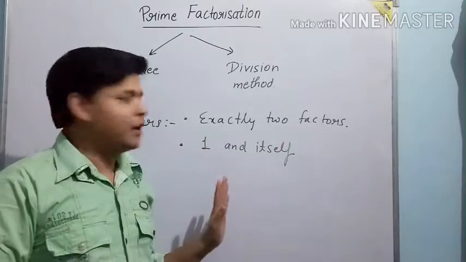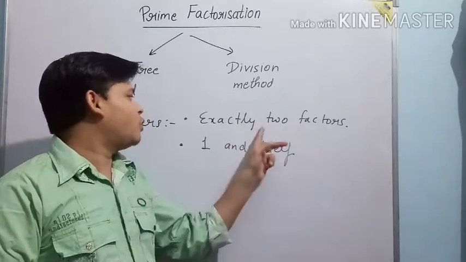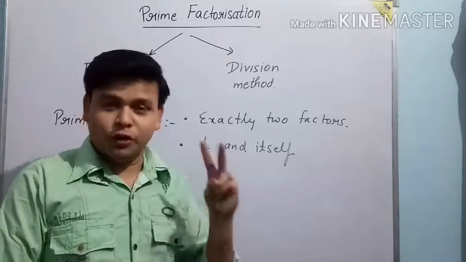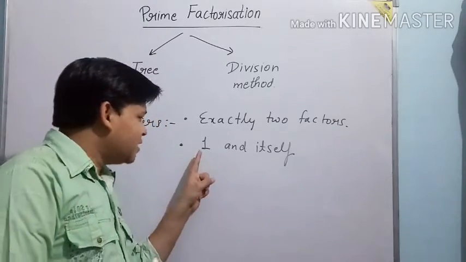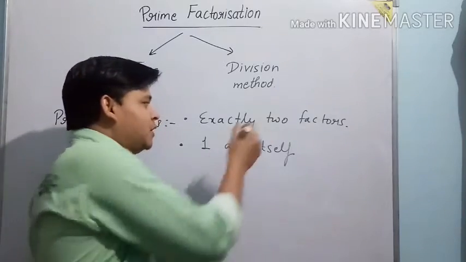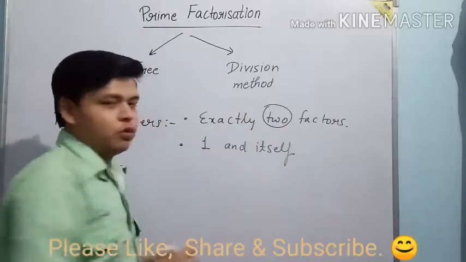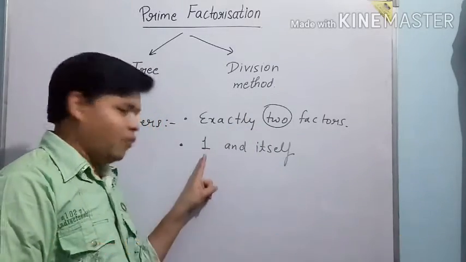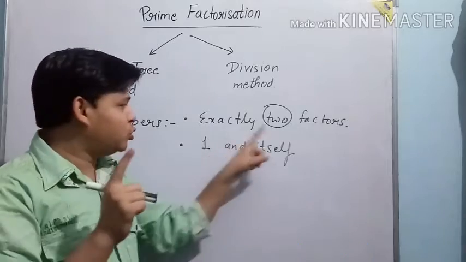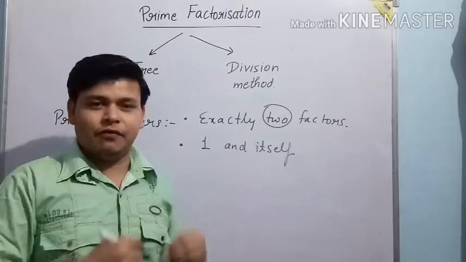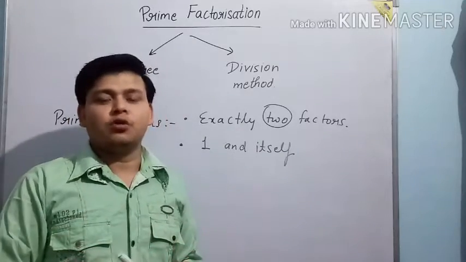I hope you all would have understood what is the meaning of exactly two factors. That means कि उनके केवल दो ही फैक्टर होते हैं, only two factors. And the next point is one and itself. It means this कि जैसे कि मैंने यहाँ बात की, I told you that there are two factors only. तो वो two factors कौन से हैं? So first is one, यानी उन दो factors में से जो एक है वो one है, and another one is itself. That means वो number खुद ही उसका एक factor है.